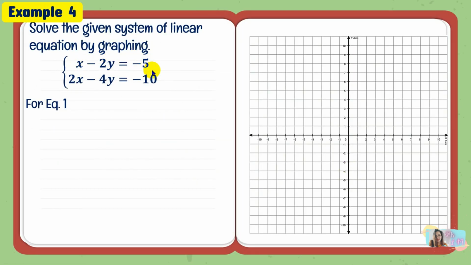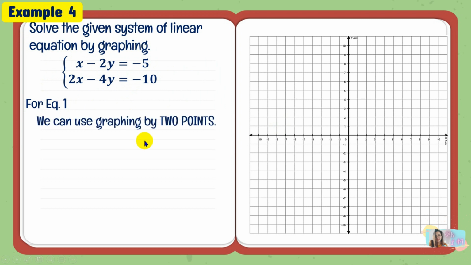Here, x minus 2y is equals to negative 5 and 2x minus 4y is equals to negative 10. So, as you can see, itong negative 5 natin, hindi siya divisible by the numerical coefficient of y and also of x. Kaya, ang atin pong gagamitin na method in this graphing of system of linear equation is using 2 points. Bakit po 2 points?